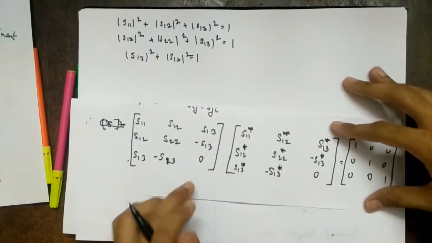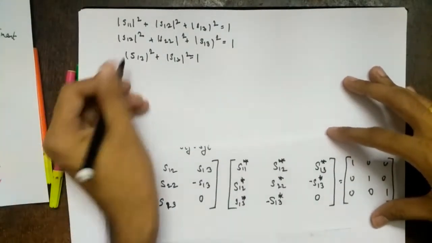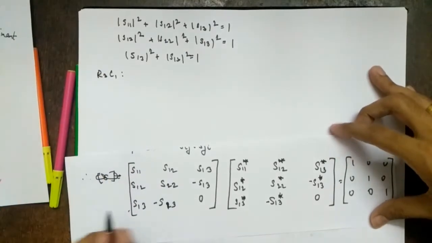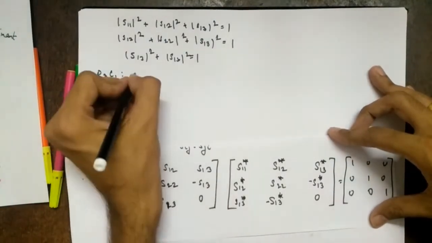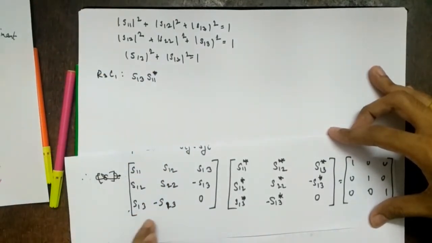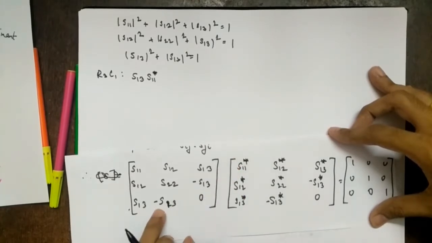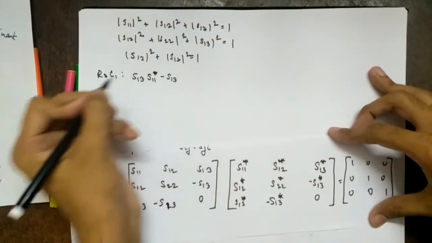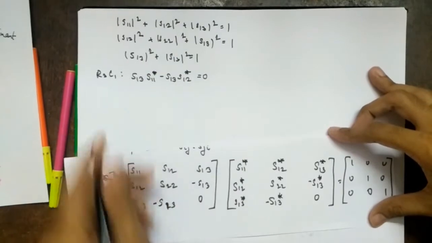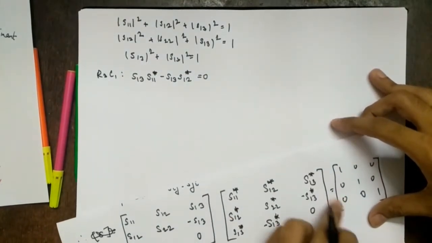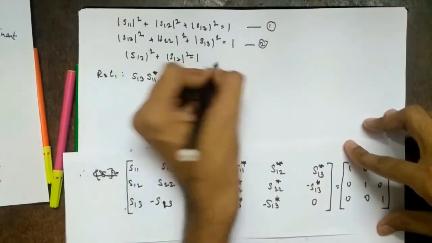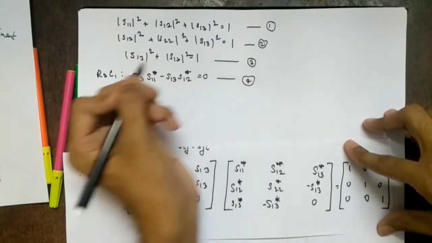And we can write one more equation. Let's say we do R3C1. So what will I get? S13 S11 conjugate minus S13 S12 conjugate. This will be 0. So let's say this is equation 1, 2, 3 and 4.